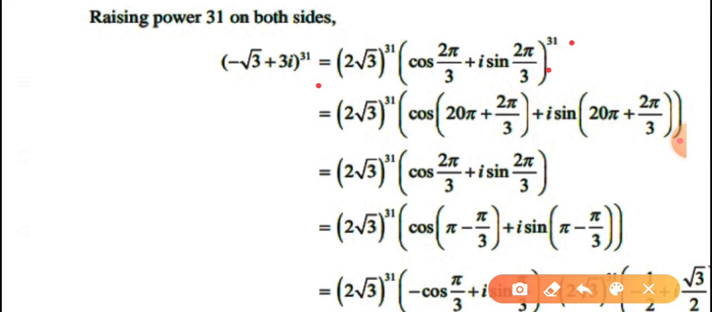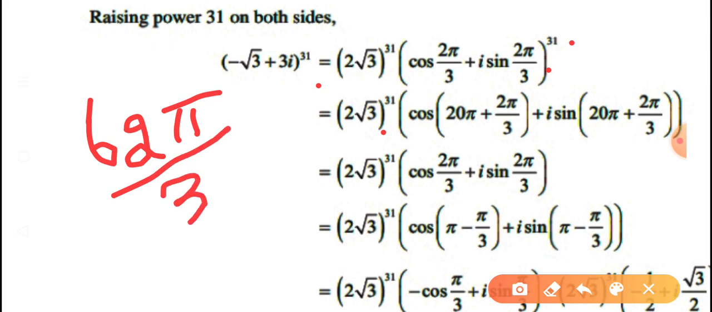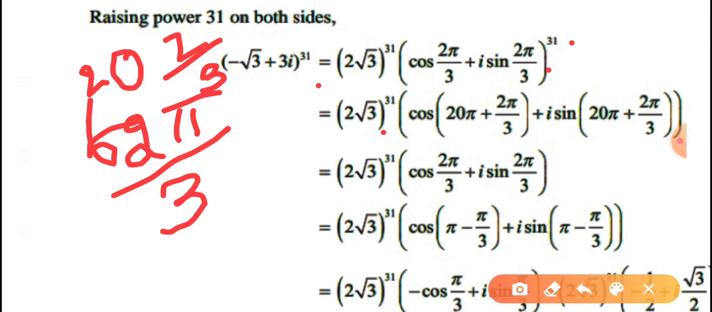Now 2 root 3 power 31 into cos, we multiply 31 with the argument by applying De Moivre's theorem. 2 pi into 31 by 3, this is equal to 62 pi by 3. 62, we divide 62 by 3, we get the answer: 2 threes are 6, 2 there is no 3, so 20 and 2 by 3. So we write 20 pi plus 2 pi by 3.